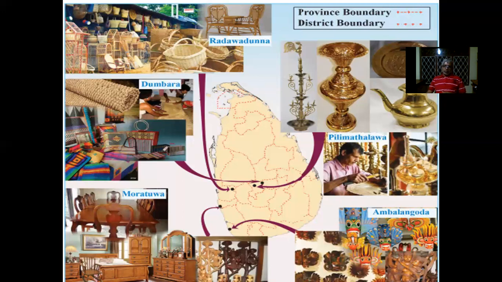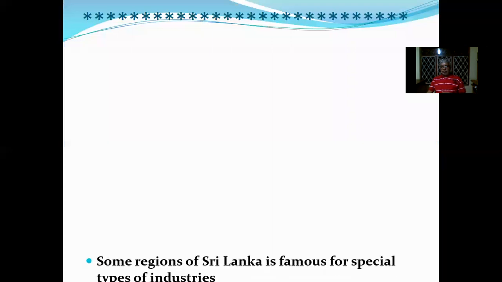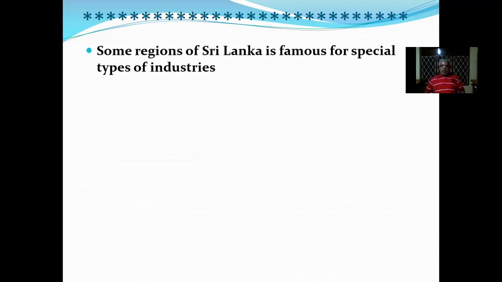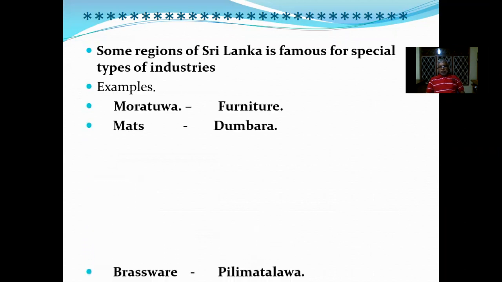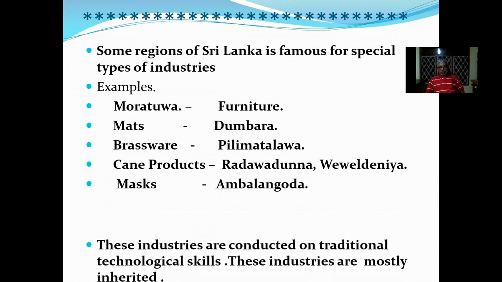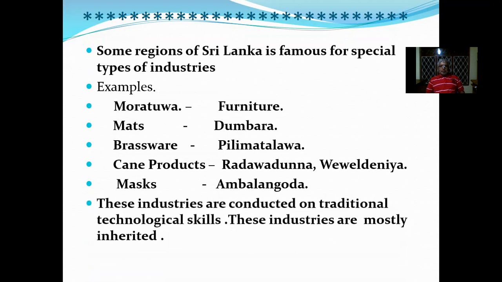Here it is marked on the map that is divided into districts. Therefore, location can be identified easily. You focus your attention on it. Then some regions of Sri Lanka are famous for special types of industries. The things we discussed earlier are now given in text. Therefore, just look at it, that is sufficient as you have collected the knowledge about them.